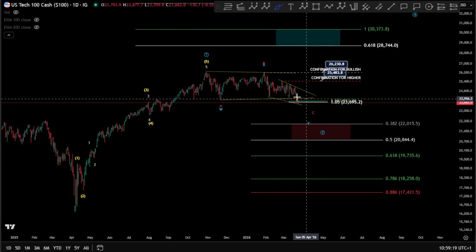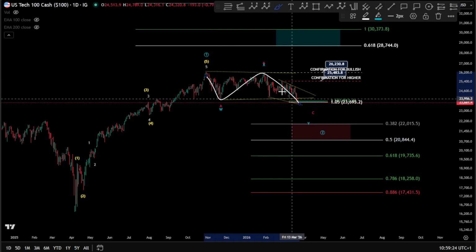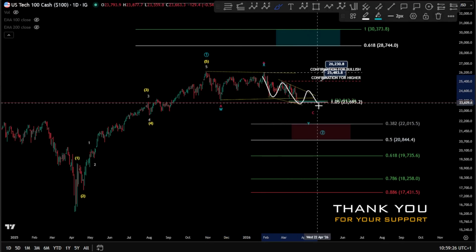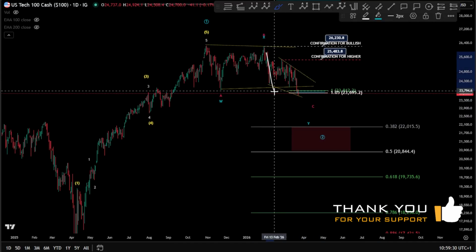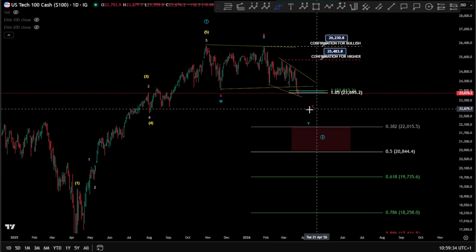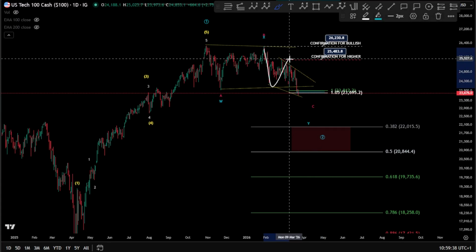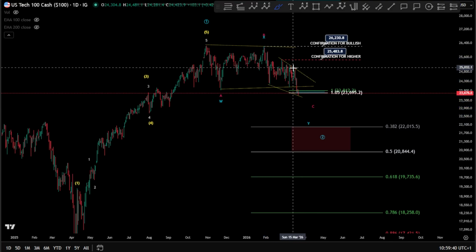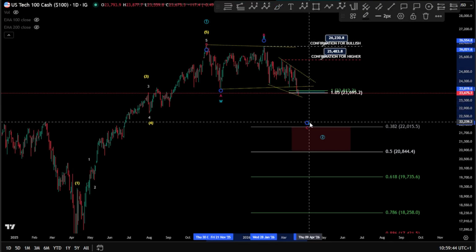The second reason is that we broke the 1-to-1 fib level taken from the A to the B to the C. And guess what? We did not finish the structure yet. That means a longer wave C might be unfolding as 5 waves, or we might even be in a much more complex structure, like an ABC zigzag, and the wave C might be very deep in this case to finish a wave Y.